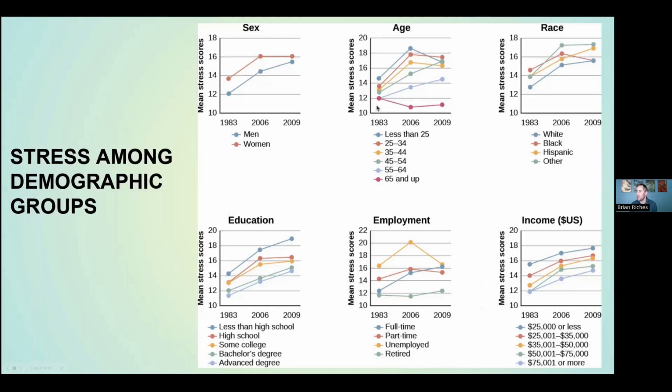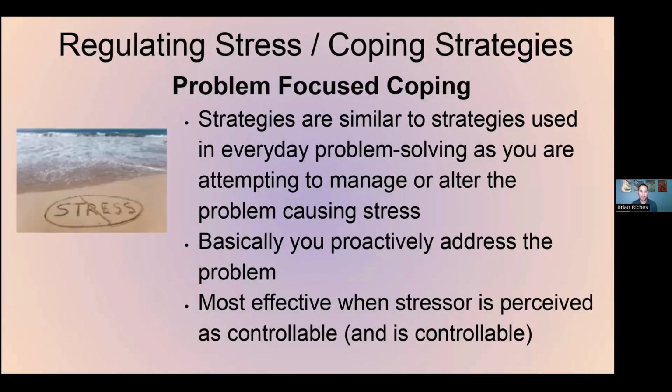You can see maybe a pattern of people who are younger having higher stress. And you can see minorities in the US having higher stress as well. So again, all these things can compound. Having stress means you are more likely to have other severe health problems over time.